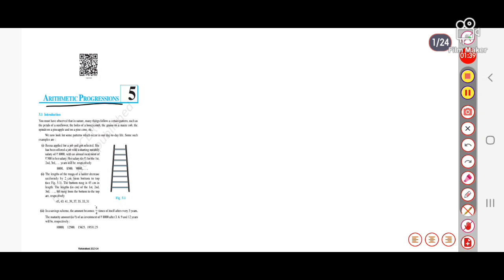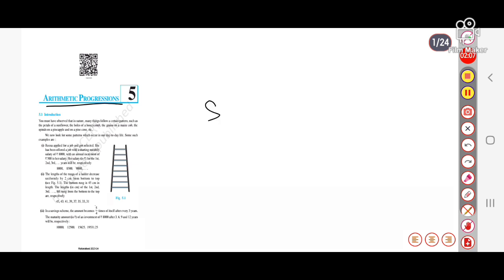Now, what does AP generally mean? We'll start with the introduction that's given in your textbook. Reena applied for a job and got selected. She has been offered a job with a starting monthly salary of rupees 8,000 with an annual increment of 500 in her salary. Her salary for the first, second, third years will be respectively 8,000, then the next year 8,500, the next year 9,000, and it goes on.